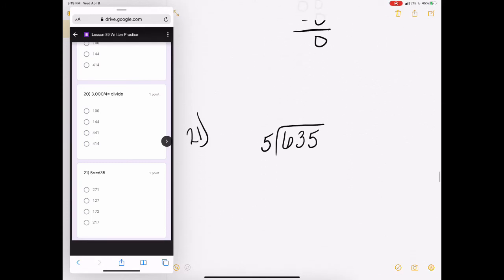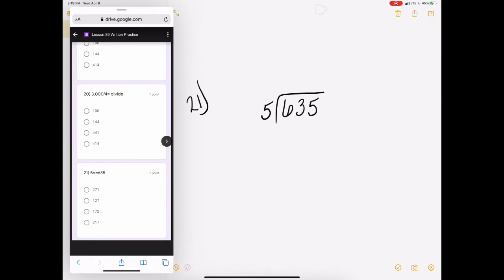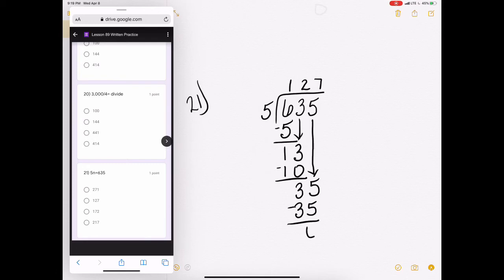Okay, number 21. How many 5s go into 6? 1. 1 times 5, 5. Subtract. 1. Bring down your 3. How many 5s are in 13? 2 times 5 is 10. Only 3 left over. Bring down your 5. There are 7 5s in 35, and you have no remainder. 21 is 127.